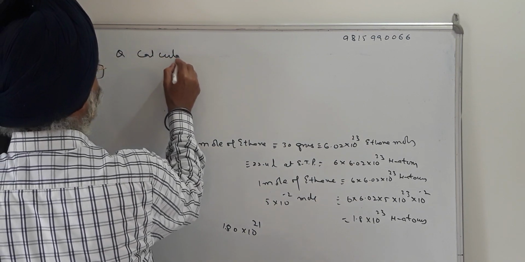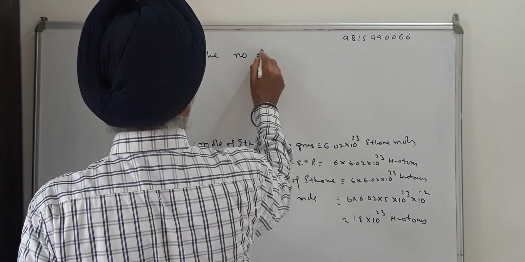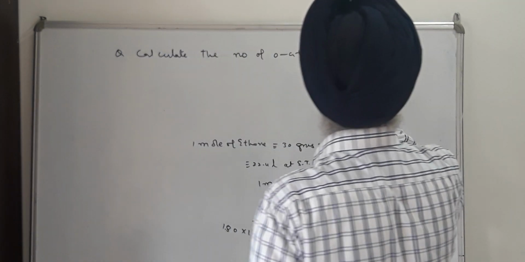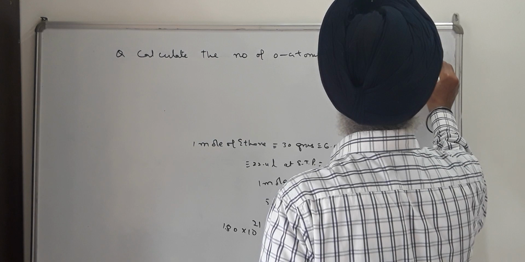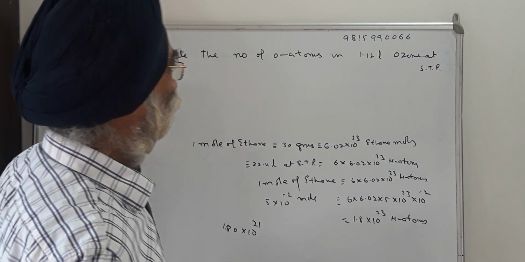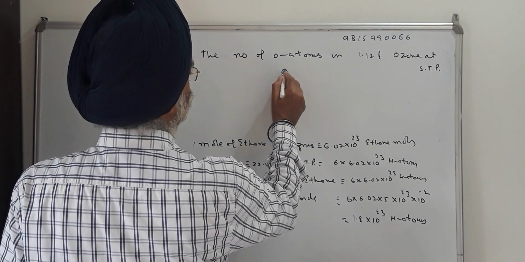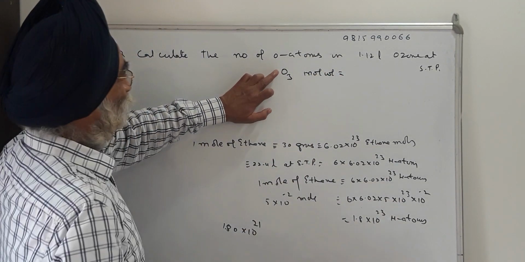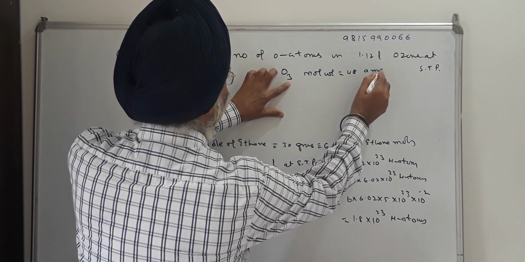Calculate the number of oxygen atoms in 1.12 liters of ozone at STP. Now this is a volume based question. Ozone, O3, molecular weight 16 into 3, 48 AMU.